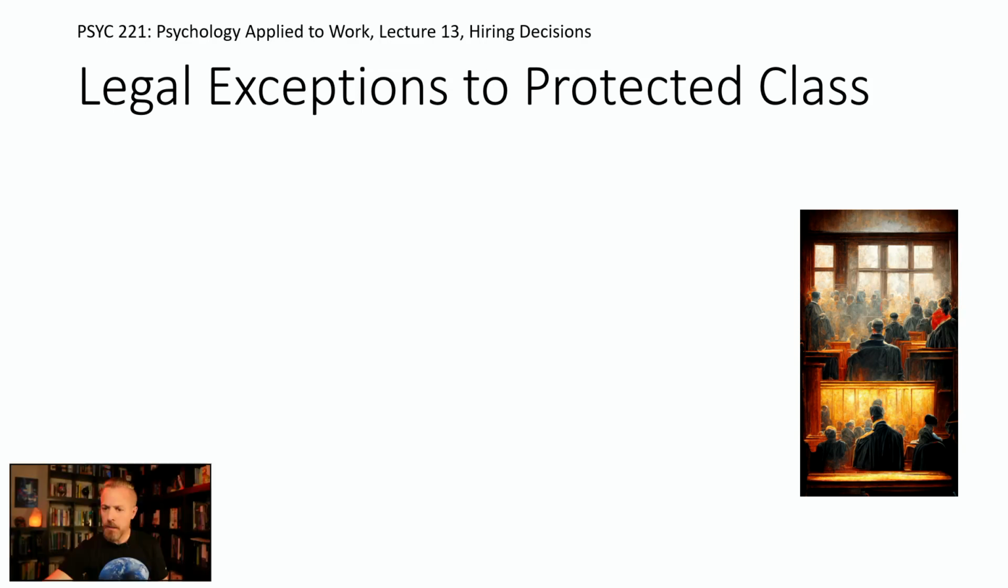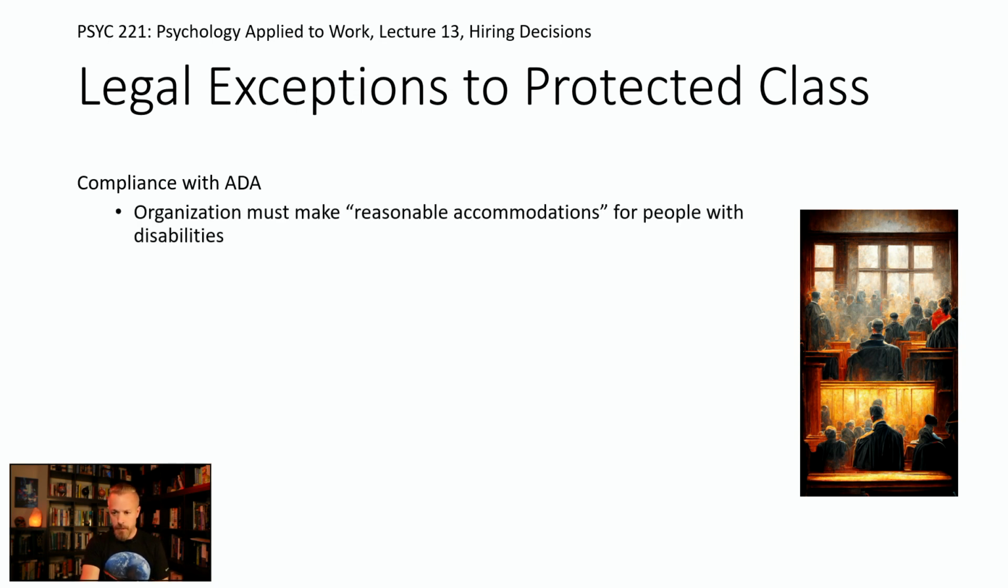All right, so let's get into some of the exceptions on protected class. In order to comply, for example, with the Americans with Disabilities Act, if somebody tells their employer that they have a disability, the law basically states that the organization must make reasonable accommodations, and those are the words: reasonable accommodations.